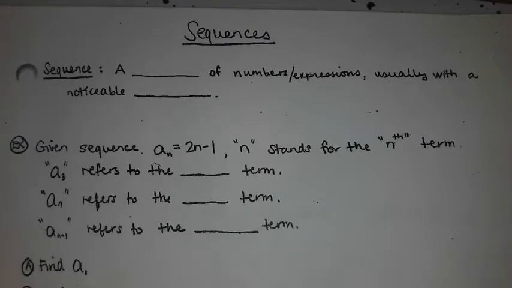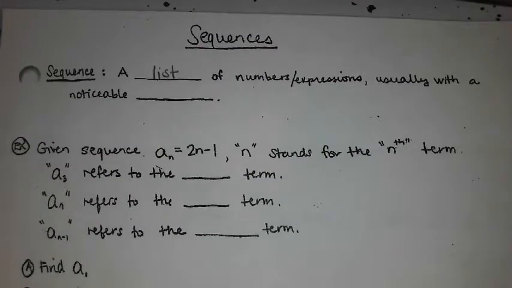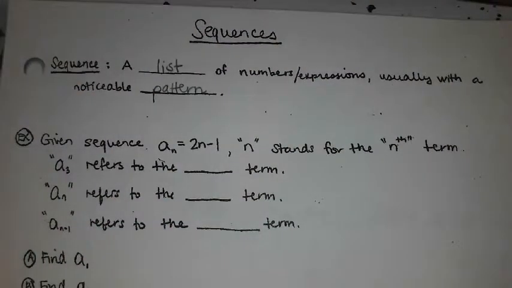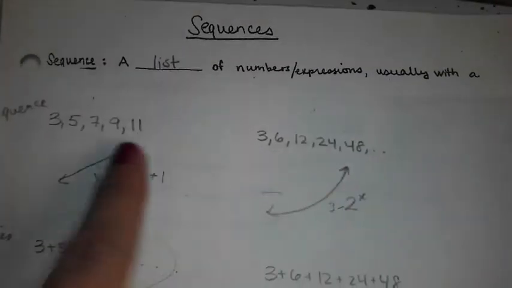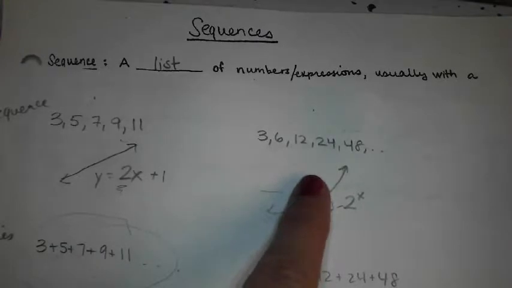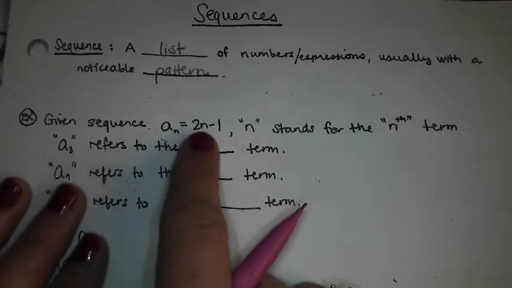So, sequences. A sequence is just a list of numbers or expressions, usually with a noticeable pattern. Sometimes the patterns are pretty easy to pick up. Sometimes they're a little bit tougher to pick up on. But as far as these 2 main categories, I think those patterns are the ones we'll be looking for most often. Those are easy to pick up on. Okay. Here's like the notation.